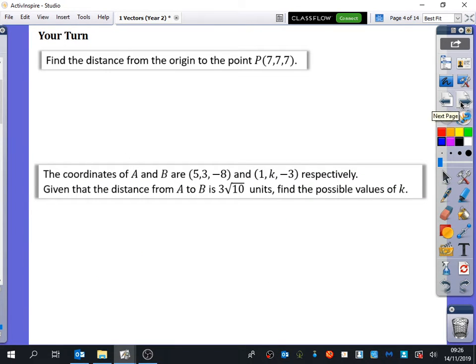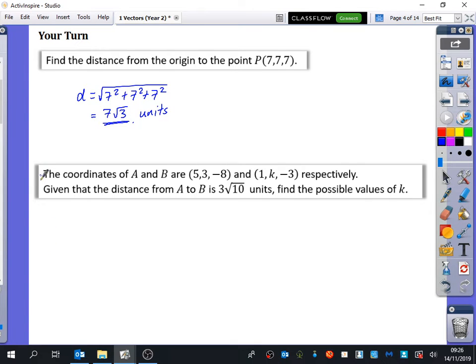So I was going to get you to do these two on the next page, but I think I'll do this top one super quick. Again, it's just another question about the distance from the origin to the point 7, 7, 7. So clearly the distance is going to be the square root of 7 squared plus 7 squared plus 7 squared, which becomes 3 lots of 7 squared. Root 147, which is 7 root 3. Yeah, that makes sense. We've got 7 root 3 units.